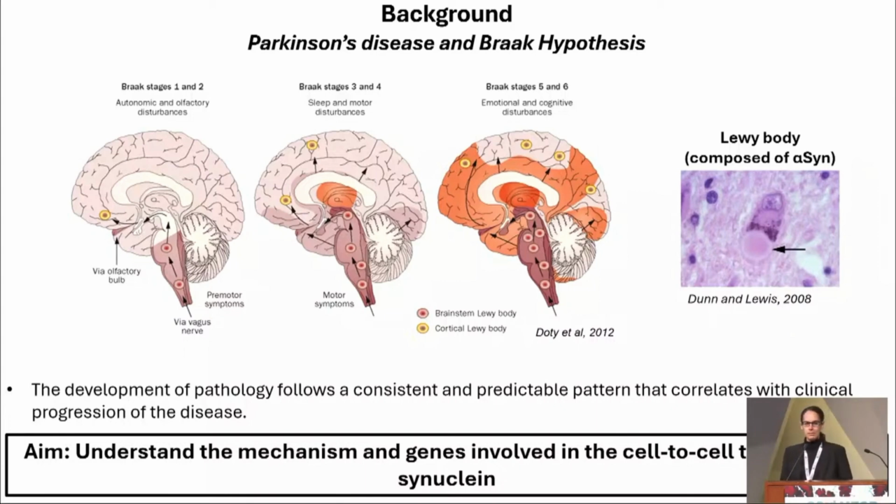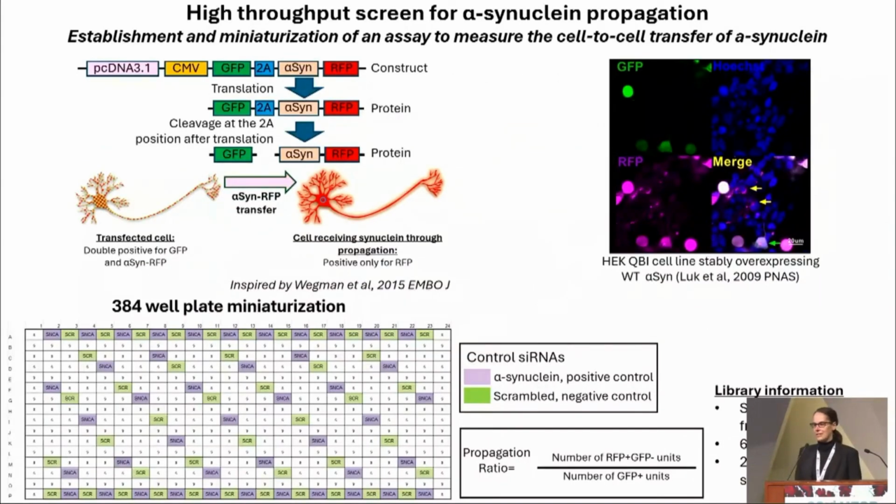To achieve this, during my postdoc that was funded by an HFSP fellowship, we undertook a high-throughput screen for α-synuclein propagation. And the first step to a successful high-throughput screen is to have a robust model system in tissue culture. So to achieve this, we cloned a construct encoding GFP, 2A, α-synuclein RFP fusion protein. So when we transfected cells with this construct and it's then transcribed and translated into a protein, the protein is immediately cleaved at the 2A position, leading to the production of two independent proteins, GFP and α-synuclein RFP fusion protein. The latter is then able to transfer to neighboring cells to propagate.